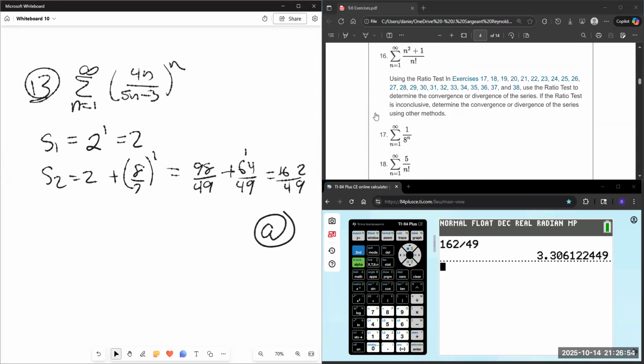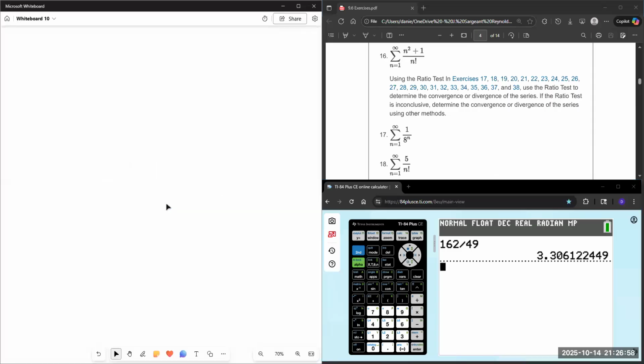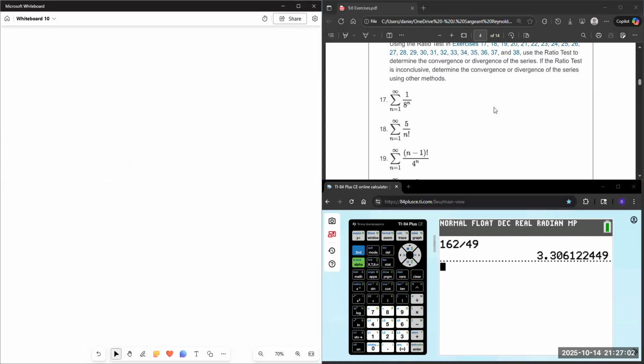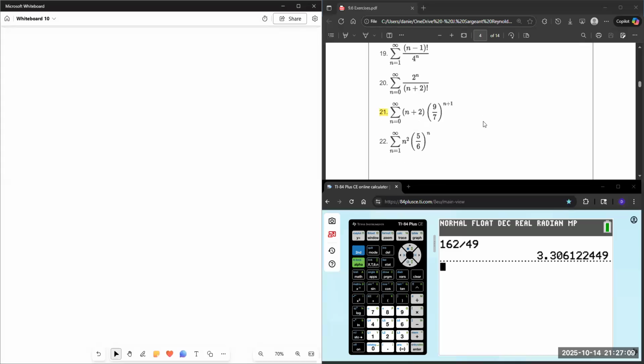My instructions here tell me to use the ratio test to test for convergence. If the ratio test is inconclusive, determine the convergence or divergence of the series with other methods. So 21 says summation n equals 0 to infinity, (n plus 2) times (9/7) to the n plus 1.